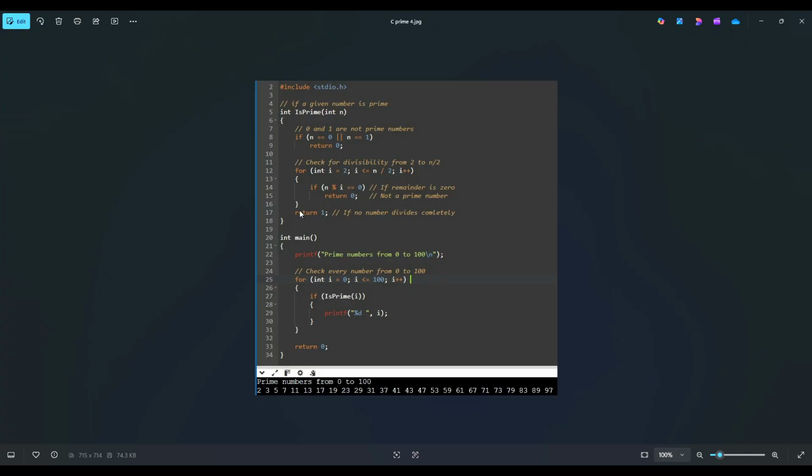Next, for 6, it first divides by 2. Yes, it divides, so it's not a prime number. So 6 is not a prime number.